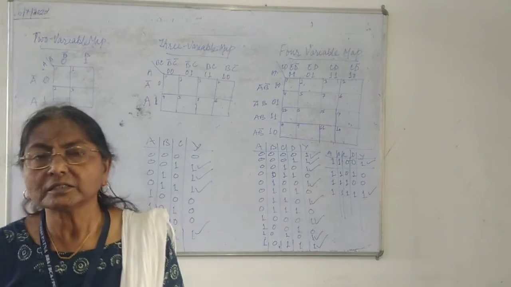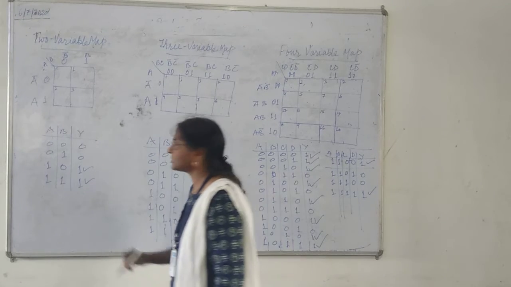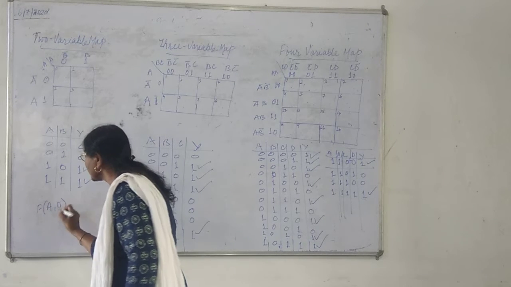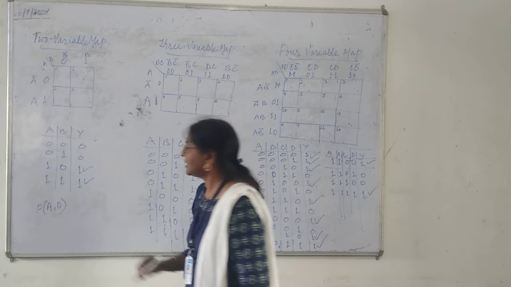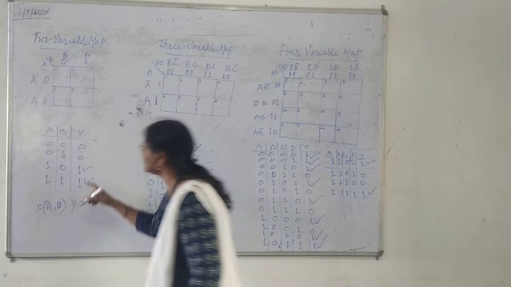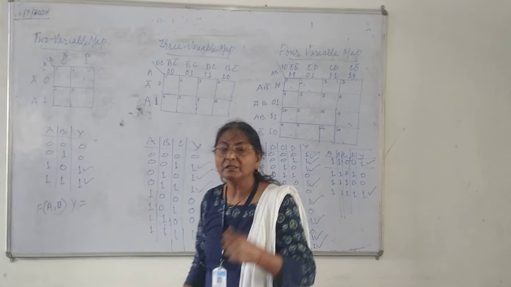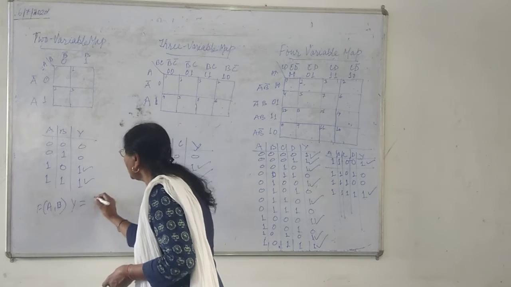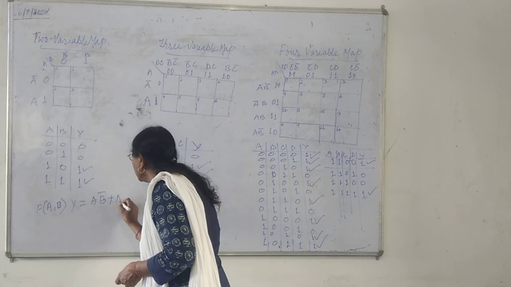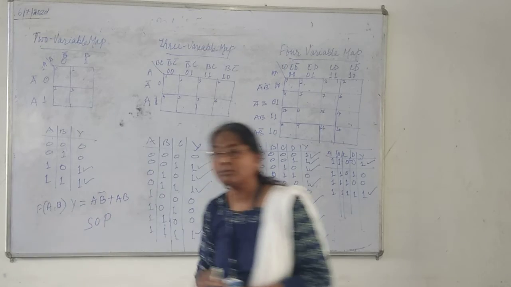So how can I write a sum of product equation for this particular function? Very simple. The function variables are A, B. And the output, Y, is equal to what? Where am I getting the 1? I am getting the 1 in this particular place and this particular place, for which the minterm is A, B bar, or AB, and this will be called the sum of product equation, SOP equation.